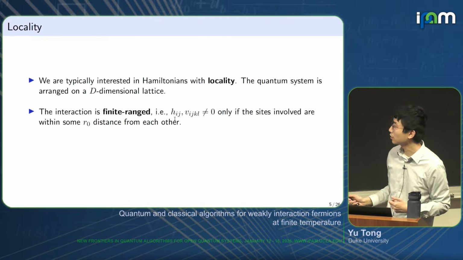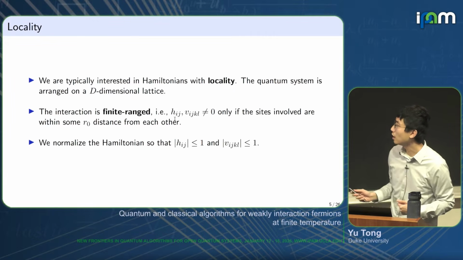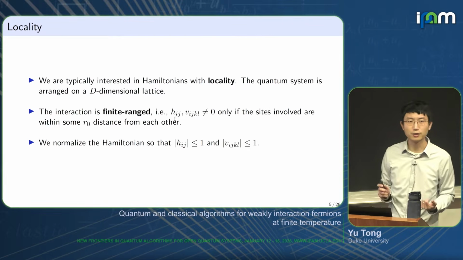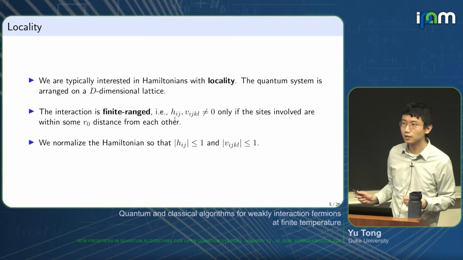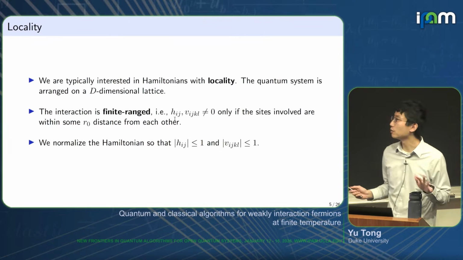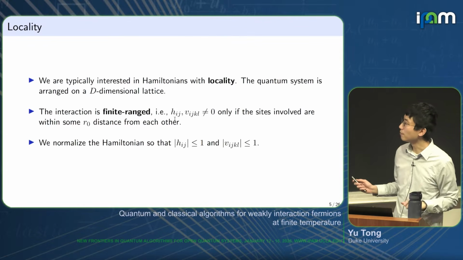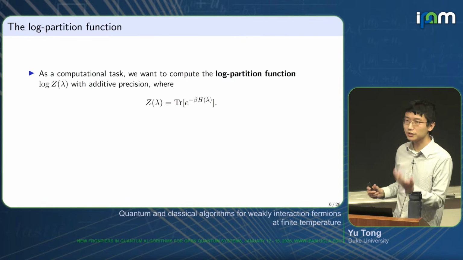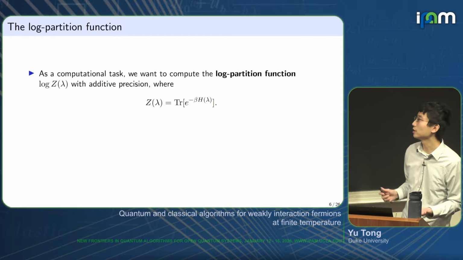So that's the kind of locality we consider. And we also normalize the Hamiltonian so that all the coefficients are upper bounded by 1. So any question about the problem we try to deal with? Right, so then in this setting, we care about the log partition function.